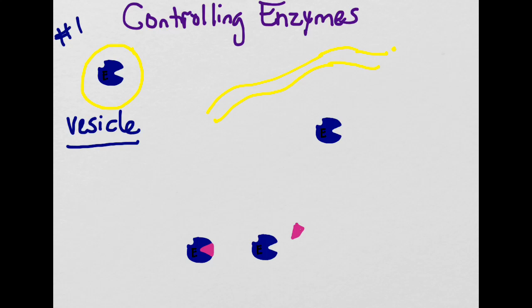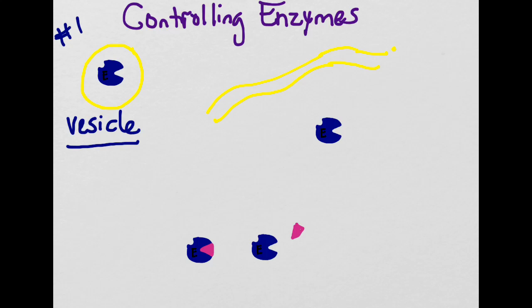Now, this enzyme could be moved to the edge of the cell, where it can be released by exocytosis, and therefore the enzyme only works outside of the cell. So it kind of puts it in a cage.